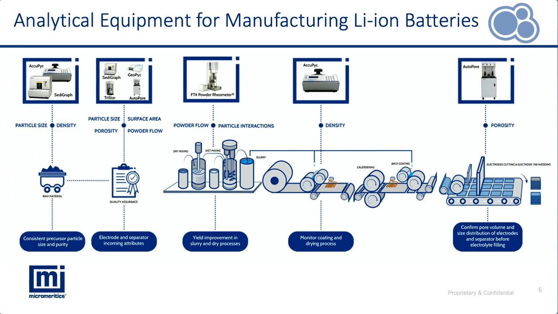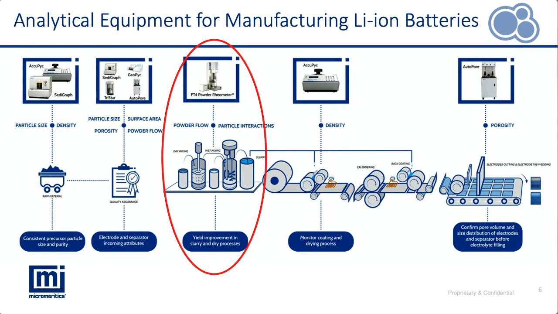This chart gives you a little bit more detail about the battery manufacturing process in the center. It starts at raw materials, goes to quality assurance, then you have the slurry preparation step, then you go to the coating, calendaring, and drying step, and then finally the cell slitting and filling with the electrolyte. Our equipment up at the top can help with every single part of this manufacturing process.